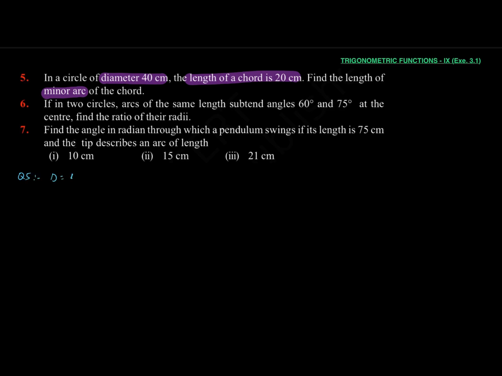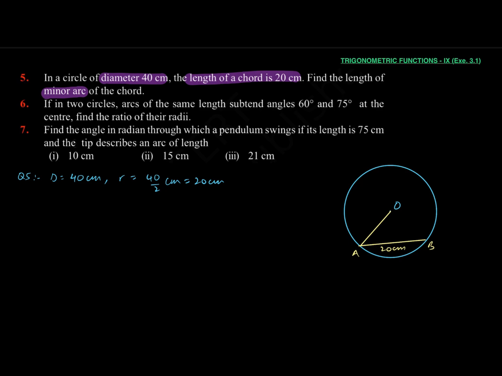Here we are given diameter equal to 40 centimeter. So radius will be equal to 40 over 2, that will be equal to 20 centimeter. Now suppose this is our circle and it is having a center O, and this is the chord which is of length 20 centimeter. Let us name this as AB. Now let us join the ends of this chord to the center.